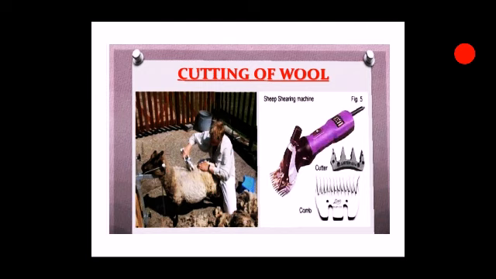Here you can see the photo. Here the man is cutting the wool from the sheep, and in this machine you can see, this is a cutter, and this is the comb with which you can separate the hair of the sheep, goat, camel, yak, etc. So this is the completion of the first part of your fiber to fabric.